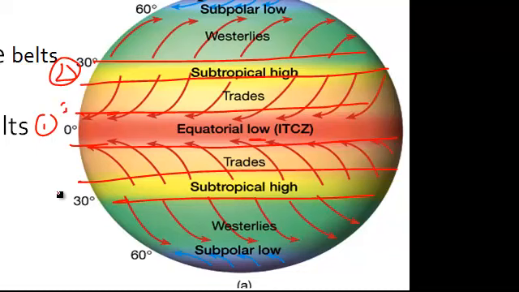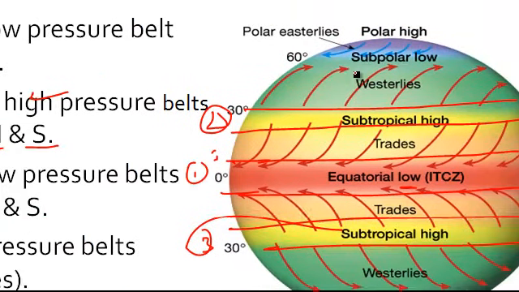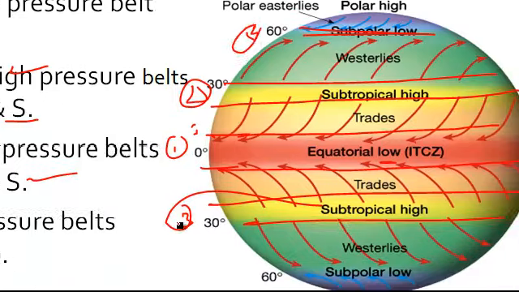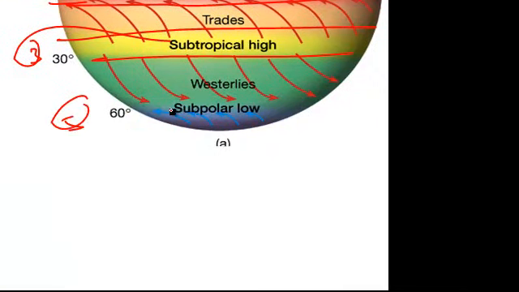We can number them. And now let's talk about the fourth and fifth belt, the subpolar low pressure belt. This is the subpolar low pressure belt at 45 to 66.5 degree north as well as south. So this is the fourth and fifth pressure belt.